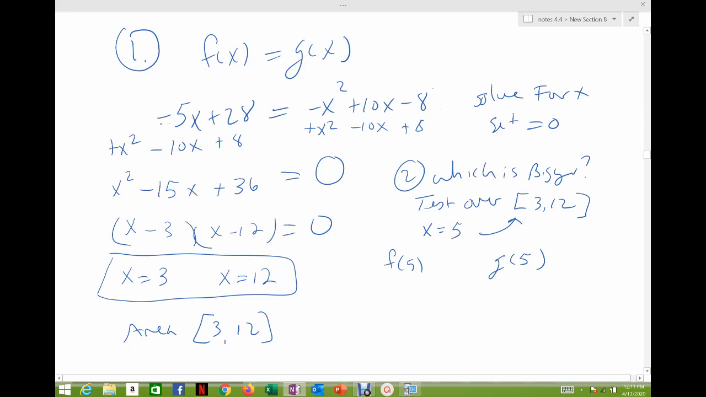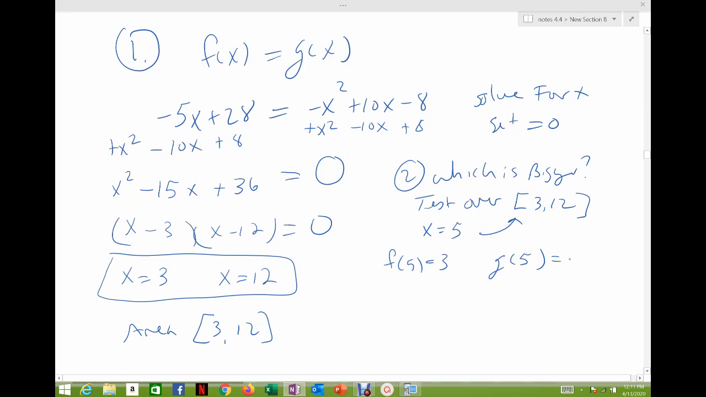And so I'm going to take 5 times negative 5 plus 28. So I get negative 25 plus 28, which is 3. So this is going to come out 3.